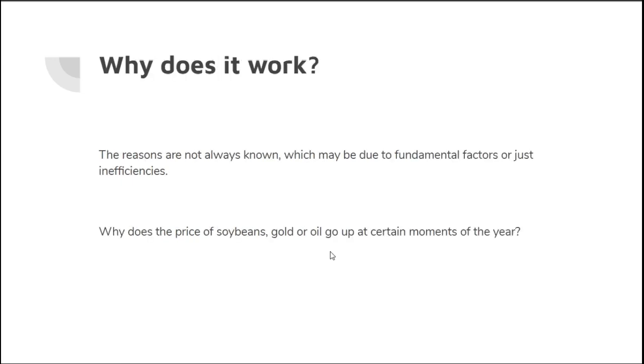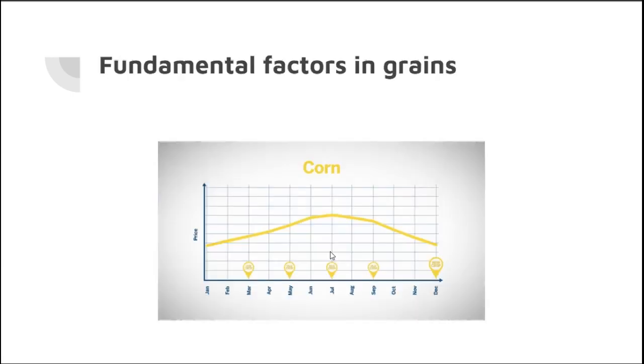So why does it work? The reasons are not always known. That means some seasonal patterns may be caused by pure market inefficiencies, and others may be related to, as I said, fundamental factors. So why does the price of soybeans, gold or oil go up at certain moments of the year or even certain moments of the day? We are going to start with the grains, that means corn, oats, wheat and soybeans, or in other words, the fundamental factors in grains.